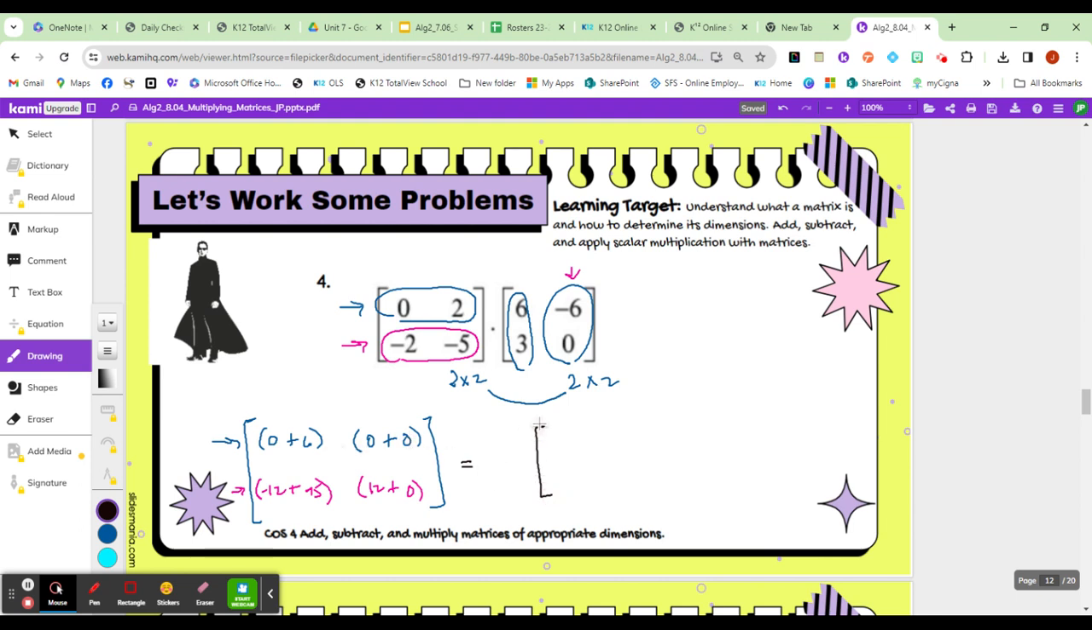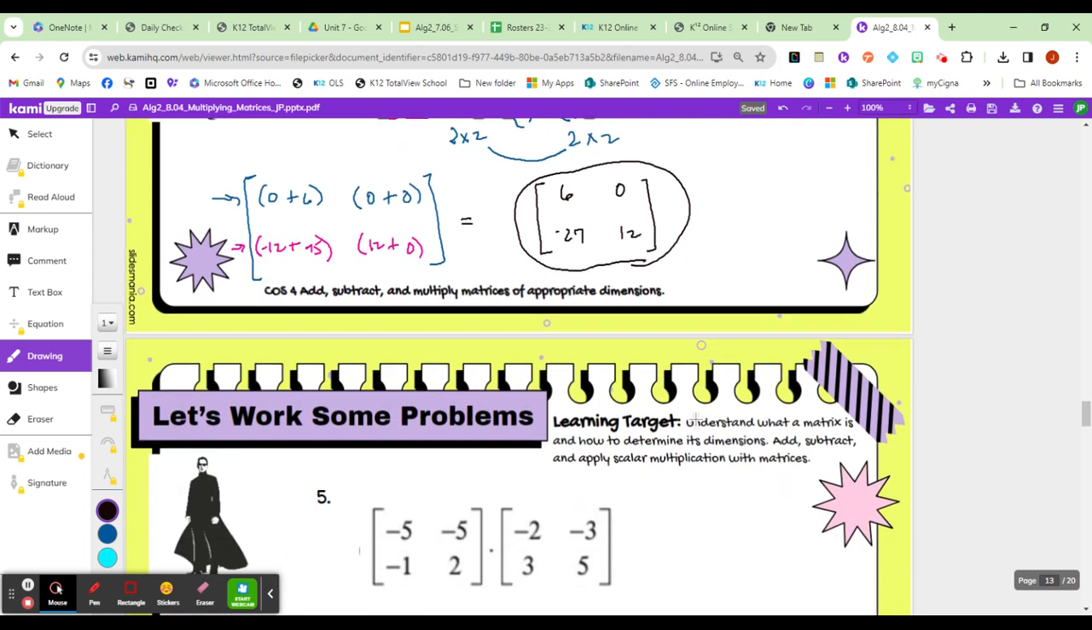And that's going to give me 0 plus 6 is 6, 0 plus 0 is 0, negative 12 plus negative 15 is negative 27, 12 plus 0 is 12. And that would be my answer. Rows times columns, rows times columns, rows times columns.